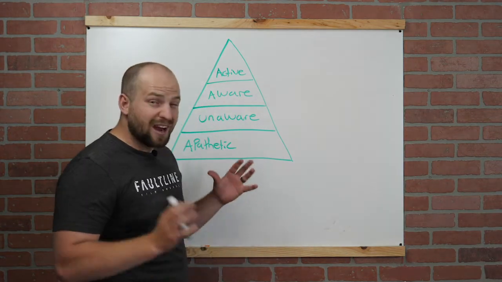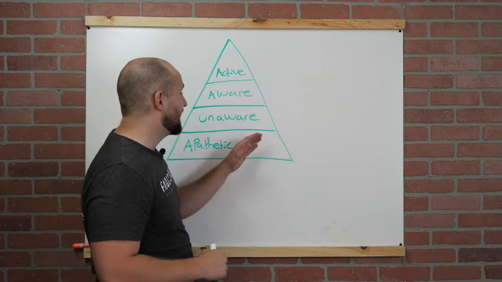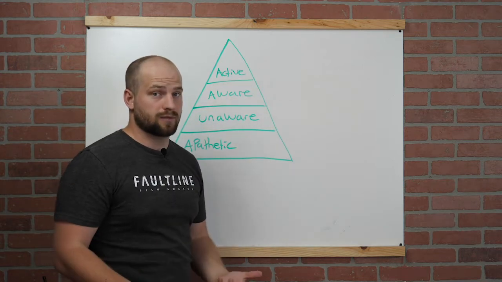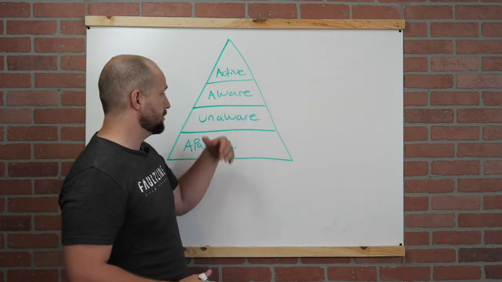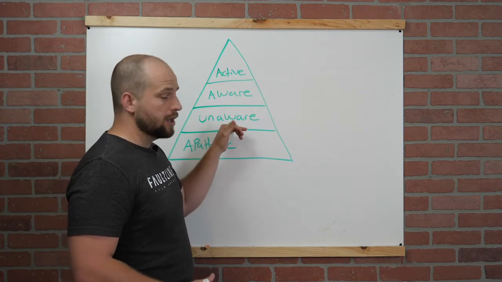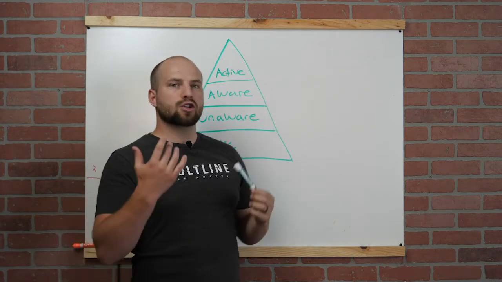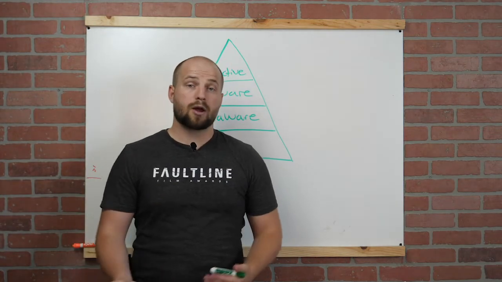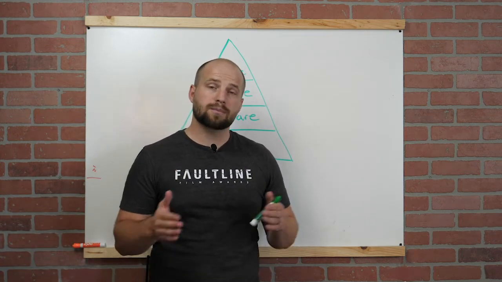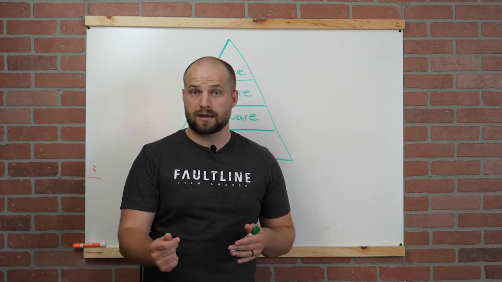So it's very, very important to note that a customer cannot skip these levels, right? They have to go from one to another. They can't go from unaware to active, right? I have to learn about a product before I purchase it. That learning process can be very, very quick, right?